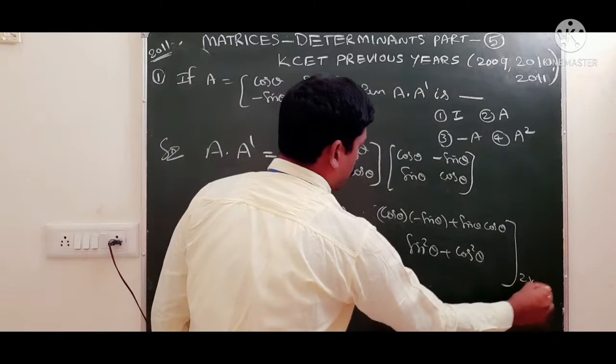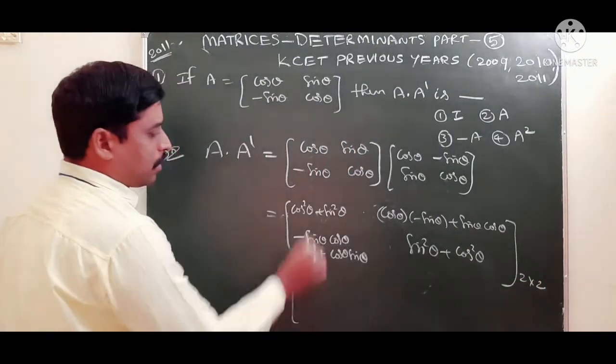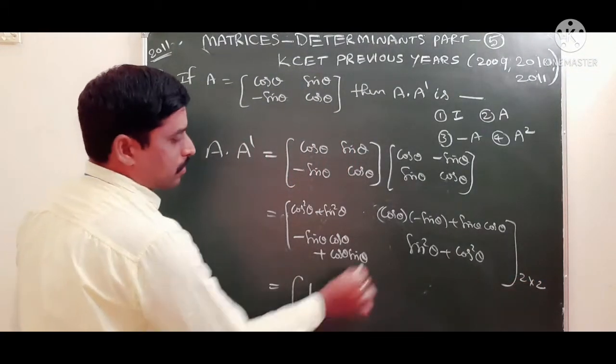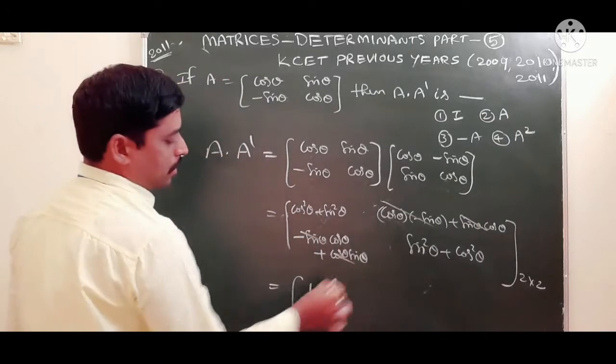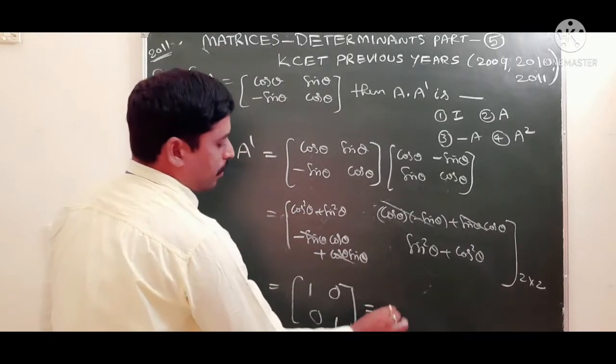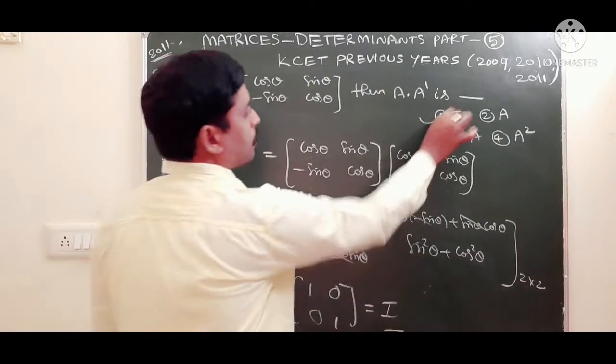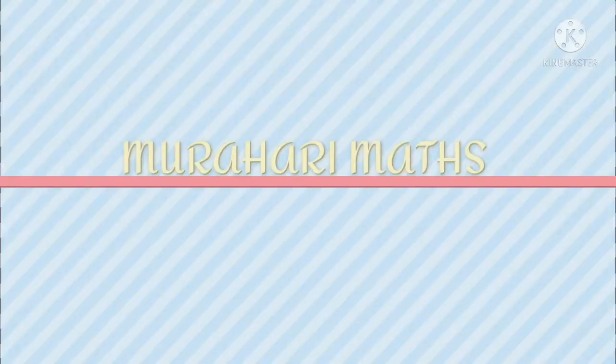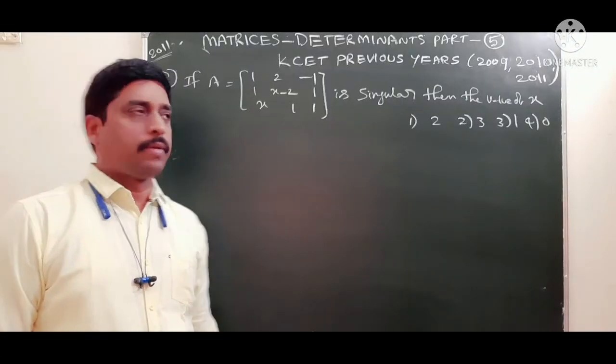This is a 2 by 2 matrix. Cos square plus sin square is 1, 0. These get cancelled, 0, 1. So the result will be the unit matrix. First option is correct. Let us go to the next problem.